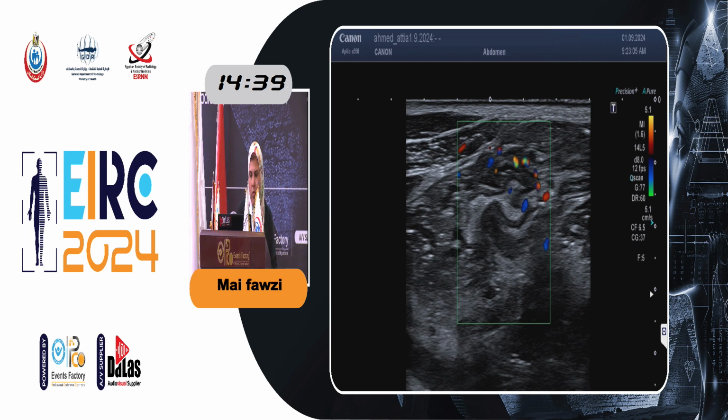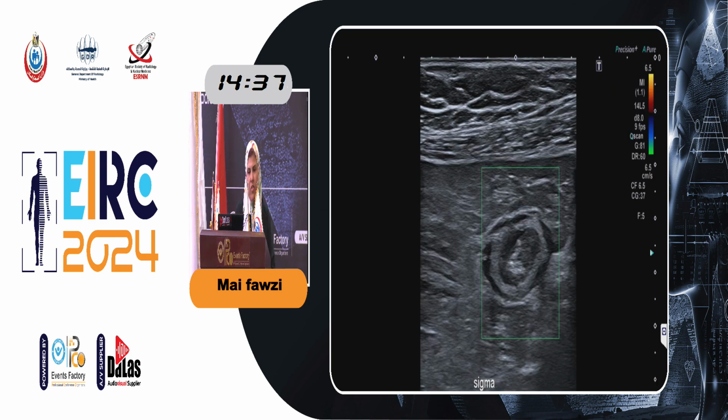Counting of color Doppler signals is very recent. For example, this is another markedly inflamed colon, but unlike the first one, there's no color Doppler signal. This is an improved type of inflammation, which means it could be mild or it's following treatment.